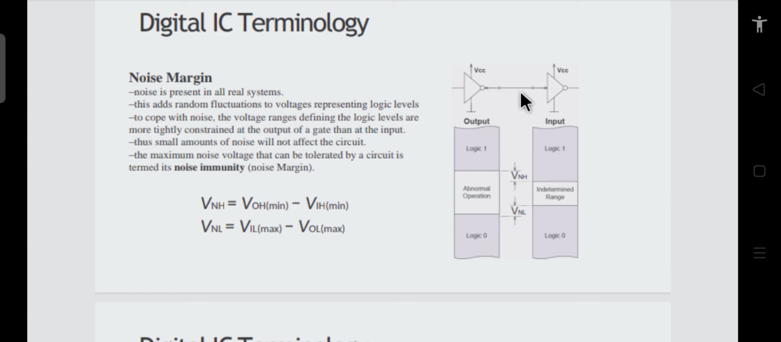Now this 0.6 is on the output side, so it will become the input of the next inverter, assuming the two inverters are the same. It is not necessary that the same 0.6 will reach here. It may be affected by some external noise, and because of that this 0.6 may increase or decrease. If it increases, let's say it becomes 1.2, or in the other case it may decrease to, let's say, 0.4 or something else.